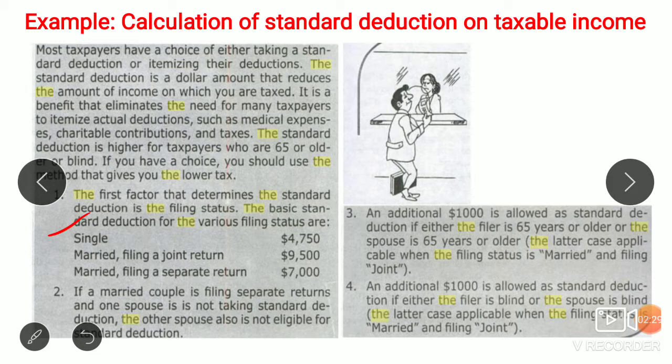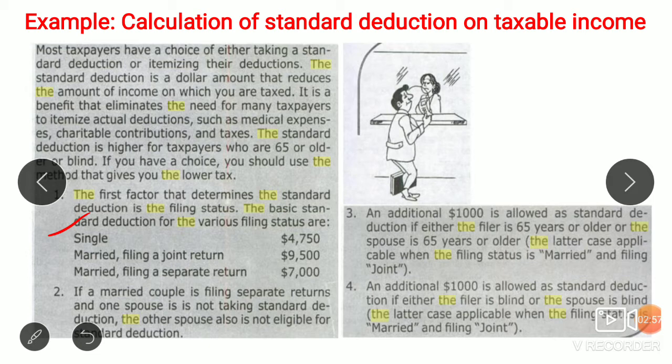We will see the second choice or second method. If a married couple is filing separate returns and one spouse is not taking the standard deduction, the other spouse is also not eligible for the standard deduction. See here, if the couple is married and they are filing separate returns, and one spouse is not taking the standard deduction, then the other spouse is also not eligible for taking the standard deduction.